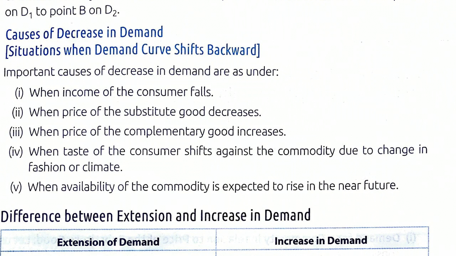Secondly, when the price of substitute good increases, suppose the price of butter increases, it may happen that the demand for bread will decrease even at same price. Third, when the price of complementary goods increases. So complementary goods are consumed with each other. So in the second one, we can take example of tea or coffee in substitute good. So if the price of coffee decreases, it may happen that the demand for tea also decreases, because people will shift from tea to coffee.